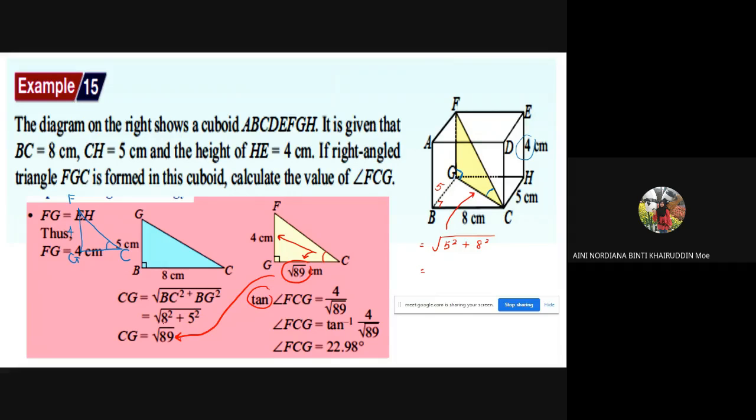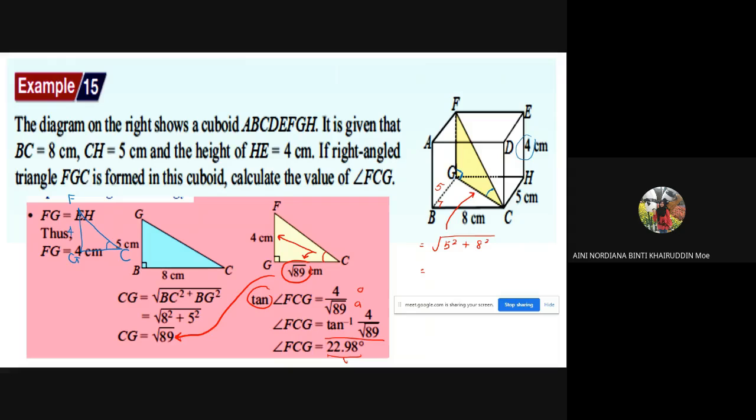89 here you got from 8 square plus 5 square that I showed just now. Okay. So 8 square is 64, 5 square is 25. So 64 plus 25 equals 89. So use the formula opposite over adjacent for tangent, TOA. So opposite is 4 cm, tangent is 4 over square root 89. So this one, use your calculator, then you will get this value.